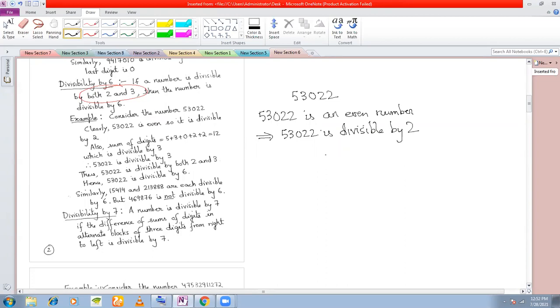Now we want to check whether the number is divisible by 3. How do you check whether a number is divisible by 3? Take the sum of the digits. The sum of the digits is 5 plus 3 plus 0 plus 2 plus 2. Add this, you will get 12. So 12 is divisible by 3.